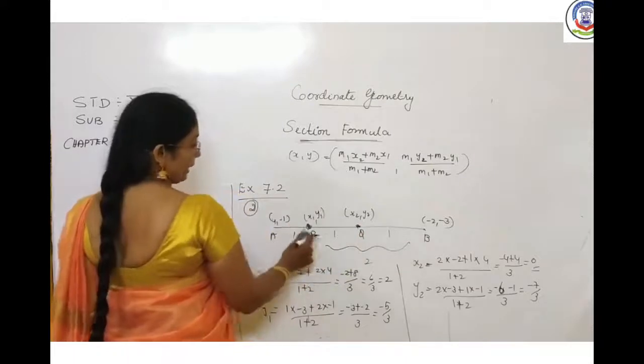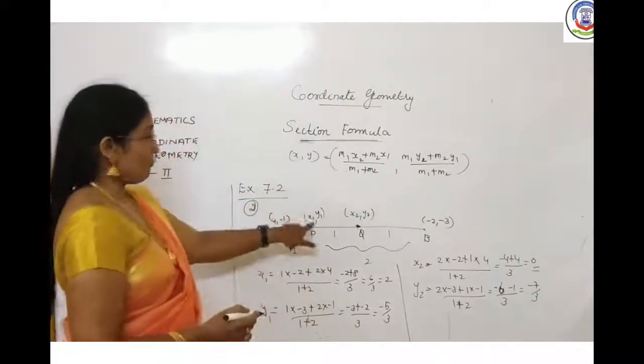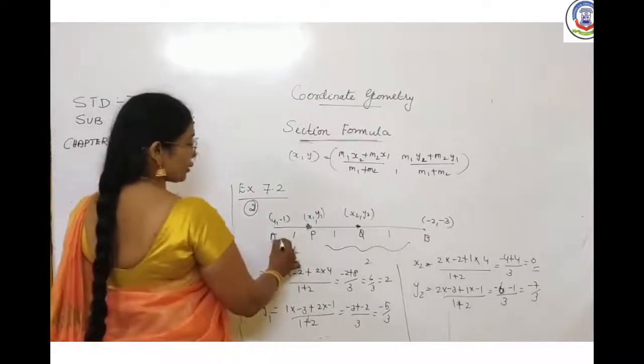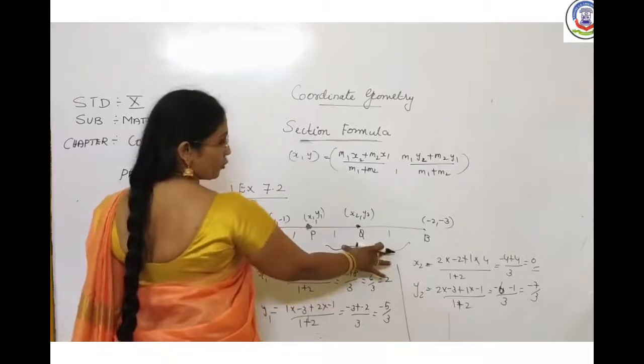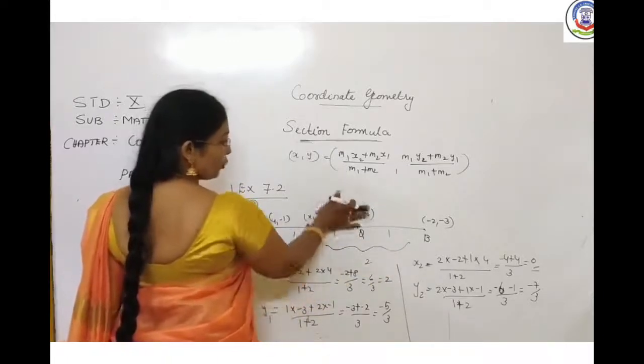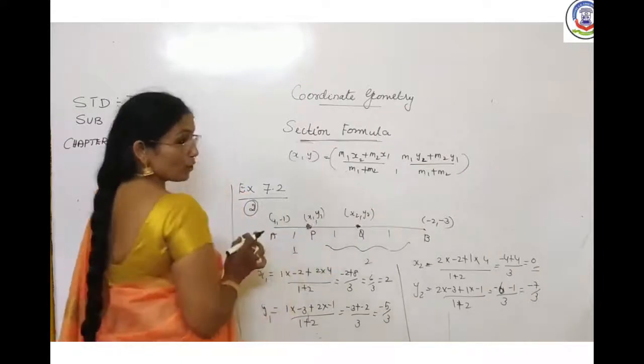Therefore, suppose I want to find out the coordinates of the point P, that means x1, y1. I will take this ratio as 1 and the total ratio as 2, because 1 plus 1 is a total ratio of 2. Now remove this Q. So the ratio is 1 is to 2.